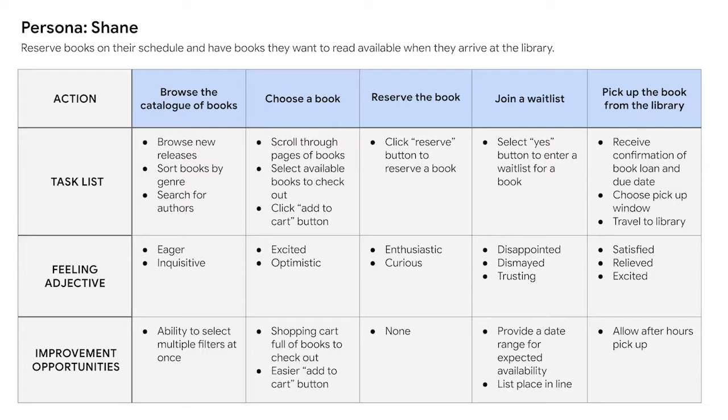For the library website, I'll recall the user journey map that I built for Shane. I want to apply their journey to the sitemap I'm going to create. My focus will be on the actions that Shane takes as they browse the library website. As a reminder, Shane needs to browse a catalogue of books, choose the book they're interested in reading, try to reserve the book, join a waitlist if the book is not immediately available, and then pick up the book from the library.